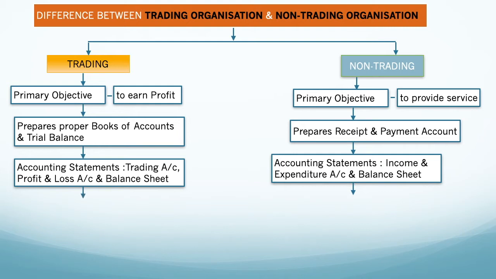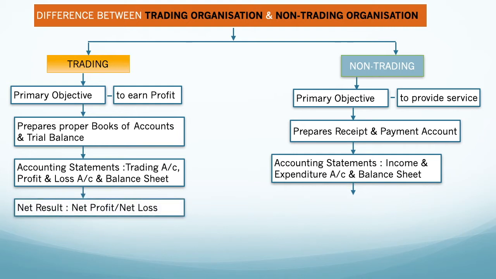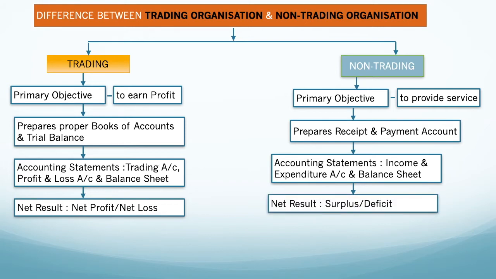Now the next point is that the net result of the trading organization is shown as net profit or net loss, that we already saw. Now the non-trading organization shows the result as surplus or deficit.